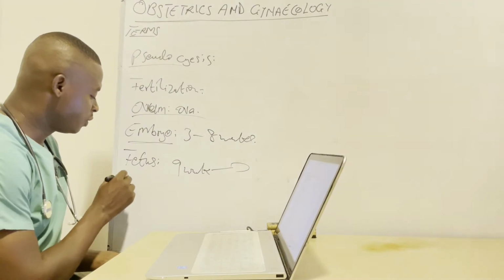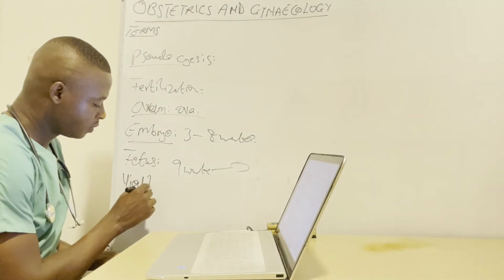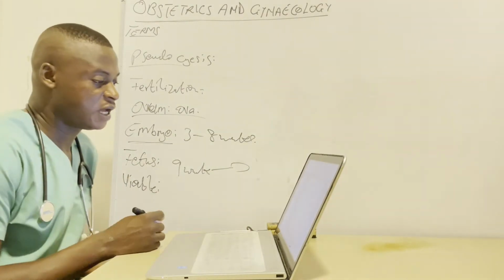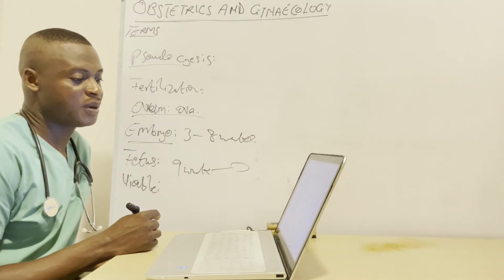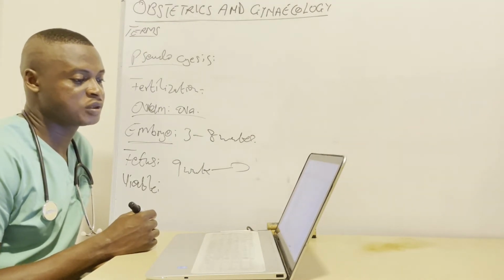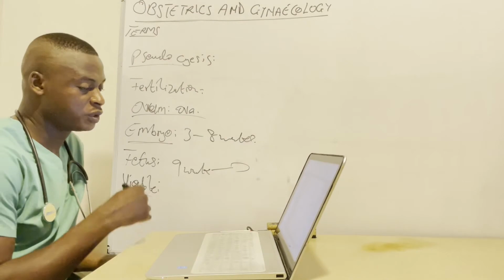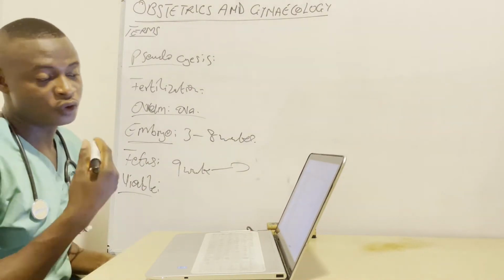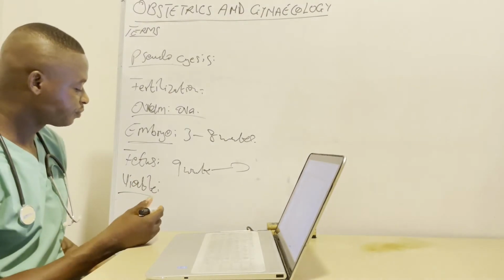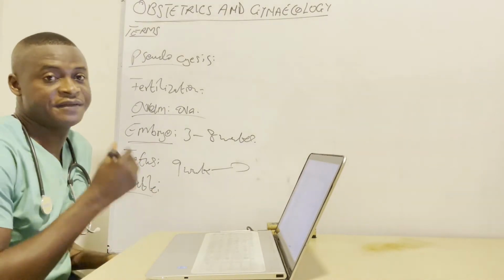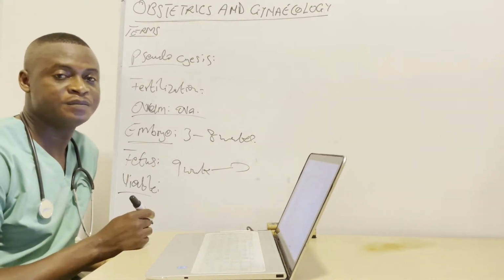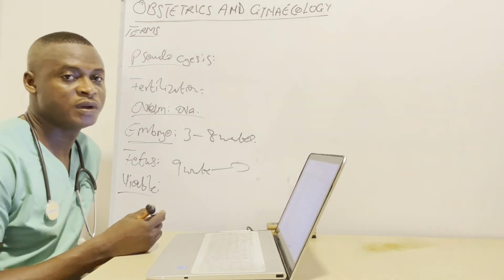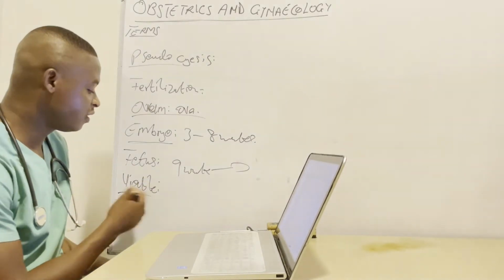Alright, let's look at when you say something viable. When you say fetus is viable, it is used to describe a fetus that is capable of separate existence outside the mother. Viable seed means a seed that is capable of existing or growing up. So viable in terms of fetus too is the fetus that is capable of surviving outside the mother. So when they give birth to you and then you can survive, you say you're viable.